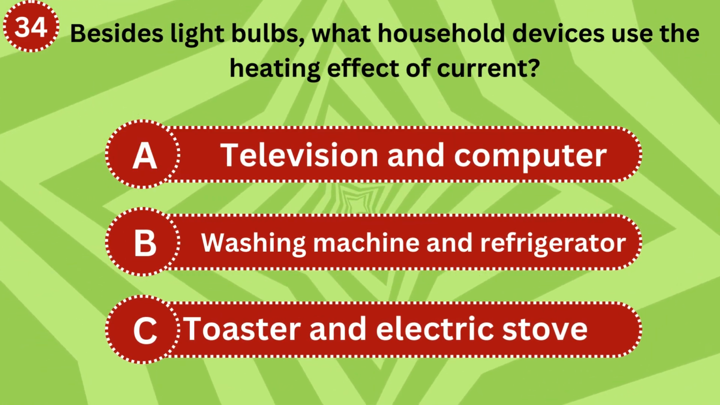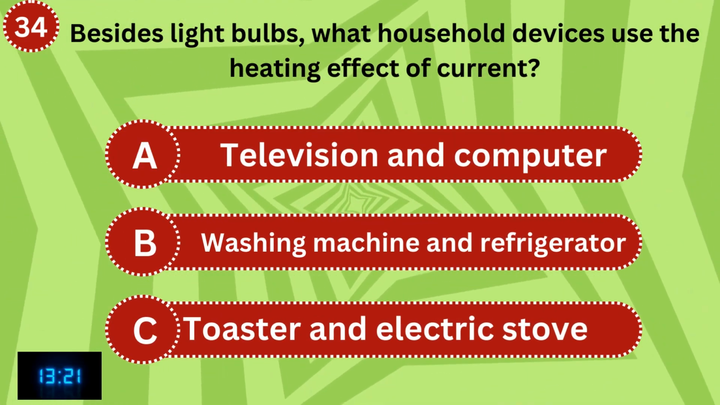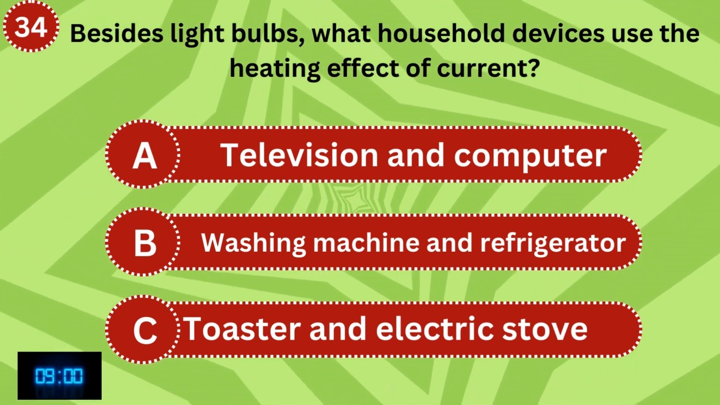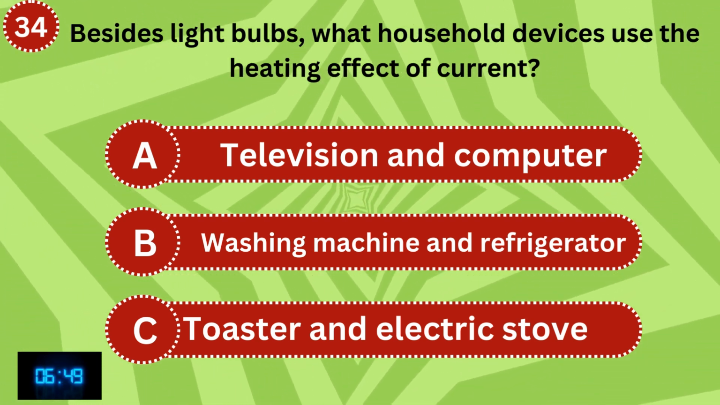Besides light bulbs, what household devices use the heating effect of current? Television and computer, washing machine and refrigerator, toaster and electric stove.